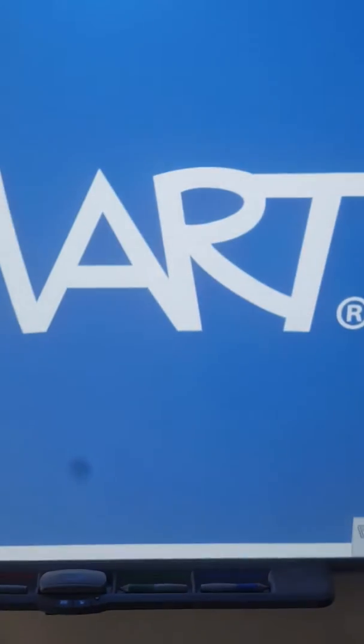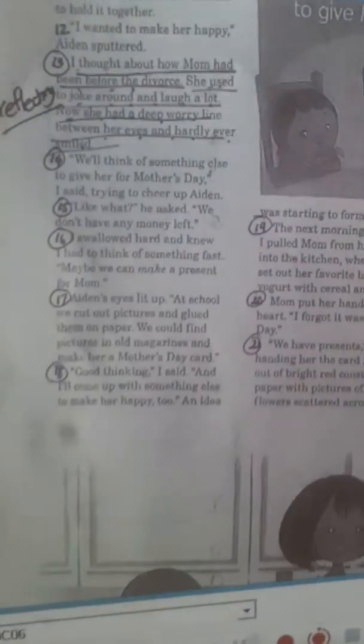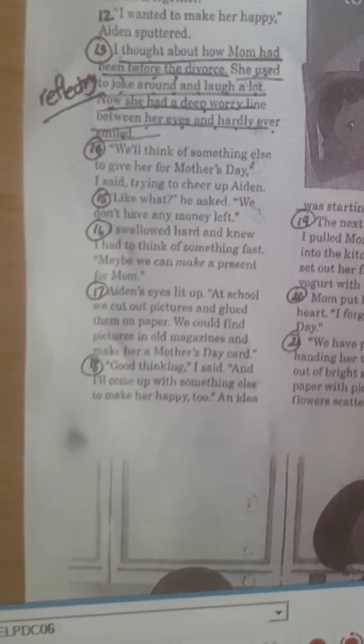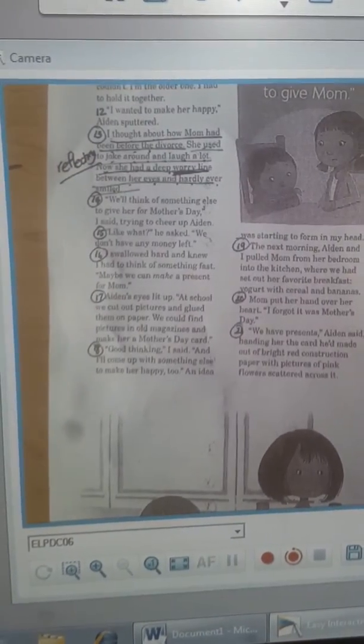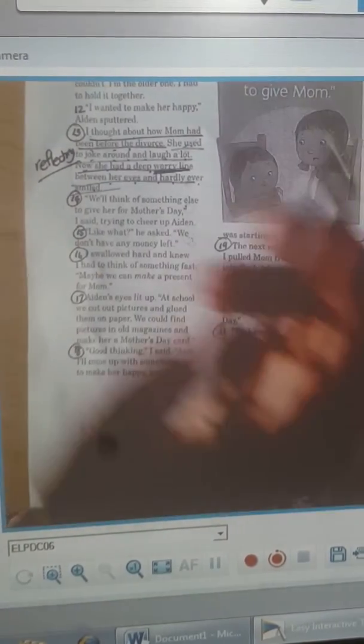Well, in this paragraph, this is a character reflecting. This is a word that you could write here because this is not actually happening in the story right now. The character is reflecting and they're thinking about how their mom used to be in the past. This word deep worry lines means that she's unhappy and she's thinking a lot. And this is all happening because she had a divorce.